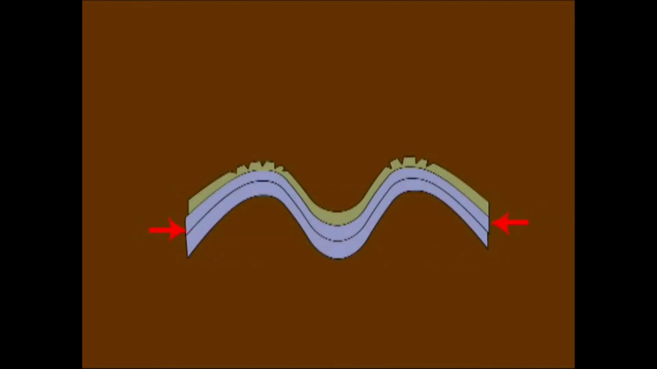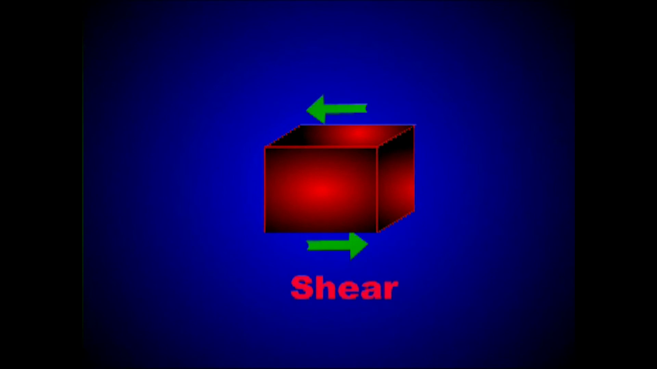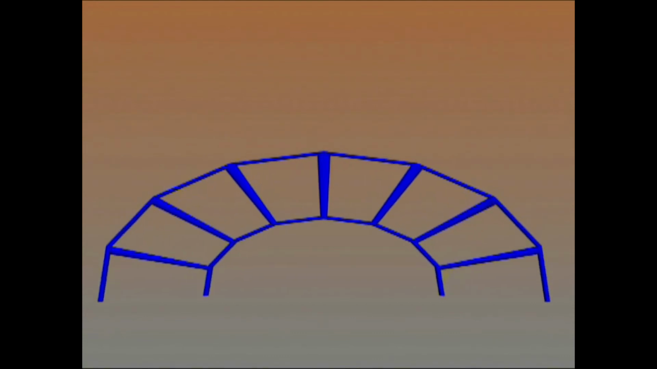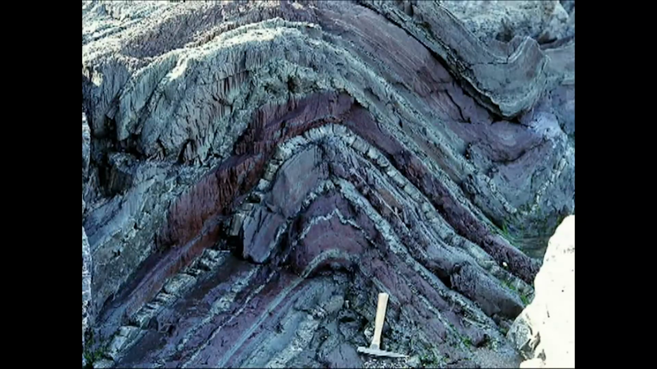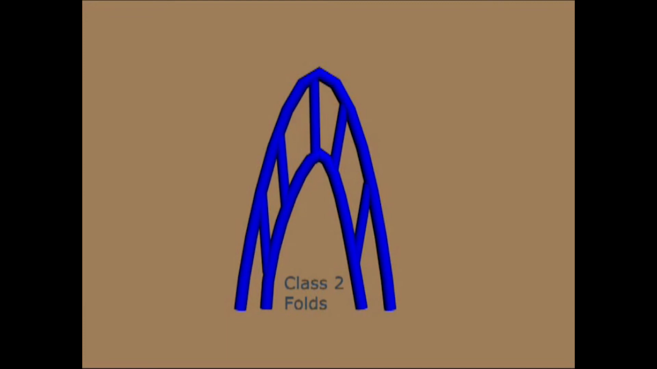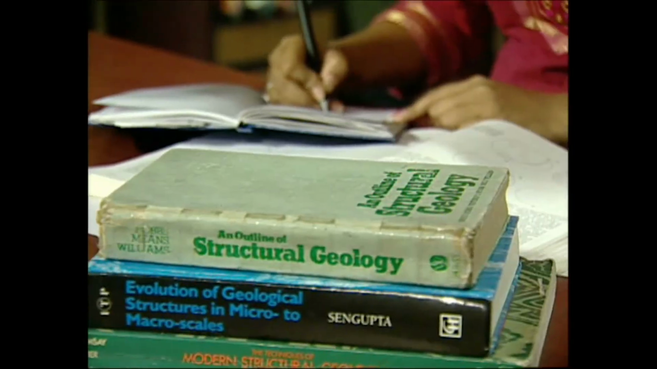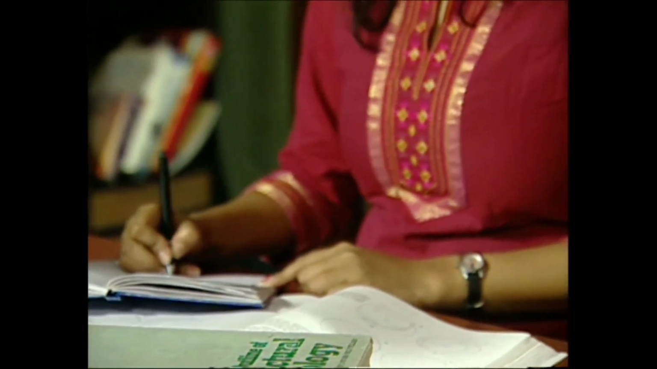Thus, if we try to compare the fold geometries produced by buckle or flexure slip, passive shear and bending, we will see that the buckle folds or flexure slip folds correspond to class 1B folds of Ramsay, or concentric or parallel folds. The folds formed by passive shear correspond to class 2 of Ramsay, or similar folds, while folds formed by bending, by vertical pressure acting perpendicular to the layering, result in the supratenuous geometry, with minimum orthogonal thickness at the antiformal hinge and maximum orthogonal thickness at the synformal hinge.